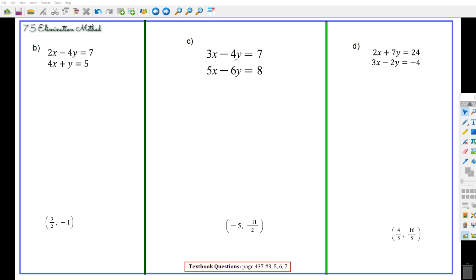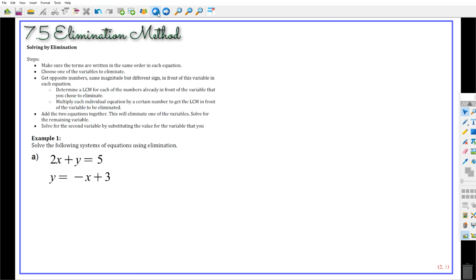All right, so this is kind of a continuation of a previous video on the elimination method for solving systems of equations. In the previous question, we looked at one that was probably a bit more suited for solving by substitution. You already have y all by itself. You could have substituted negative x plus 3 back into equation 1, and that would have allowed you to solve for x.